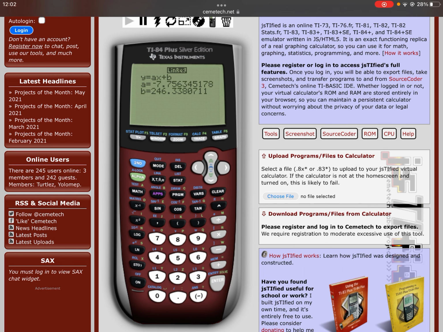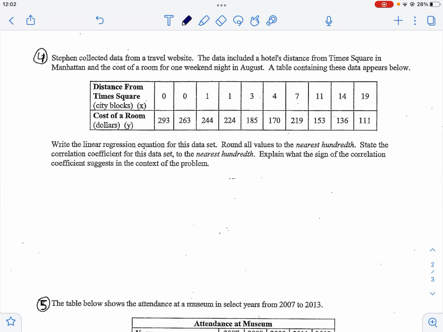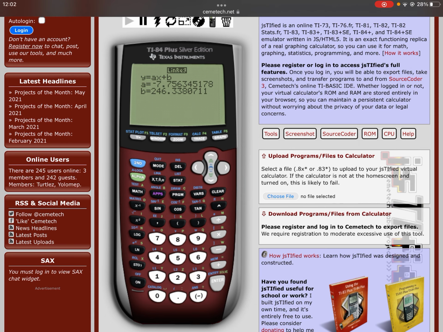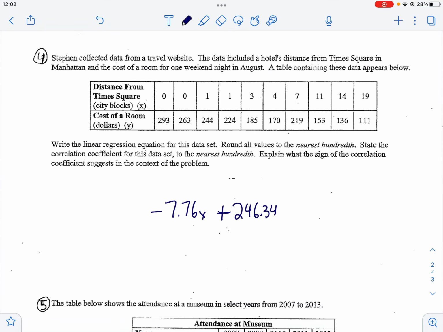We can see here the linear regression shows negative 7.756, so negative 7.76x, plus 246.34. Just going to double check that really quick. Negative 7.76x plus 246.34. Okay, so that's our regression equation.